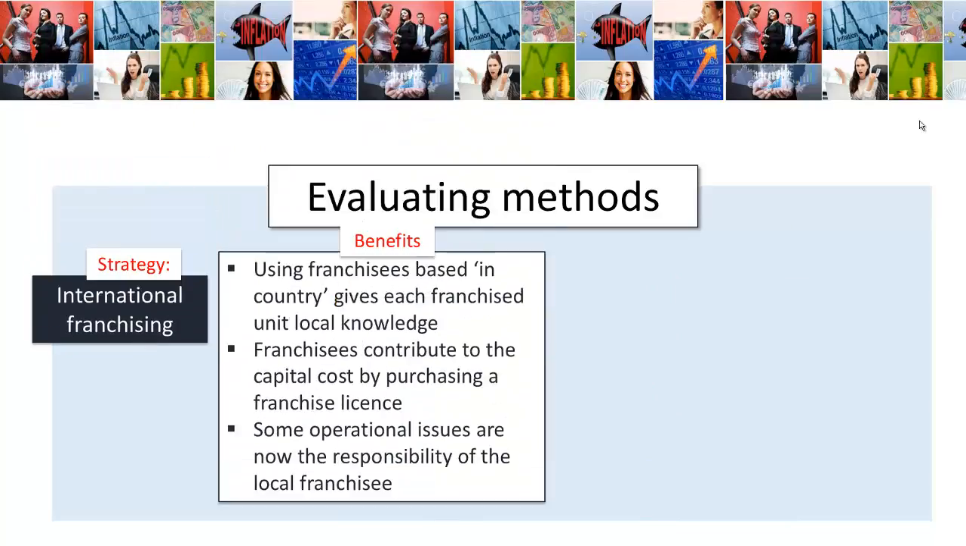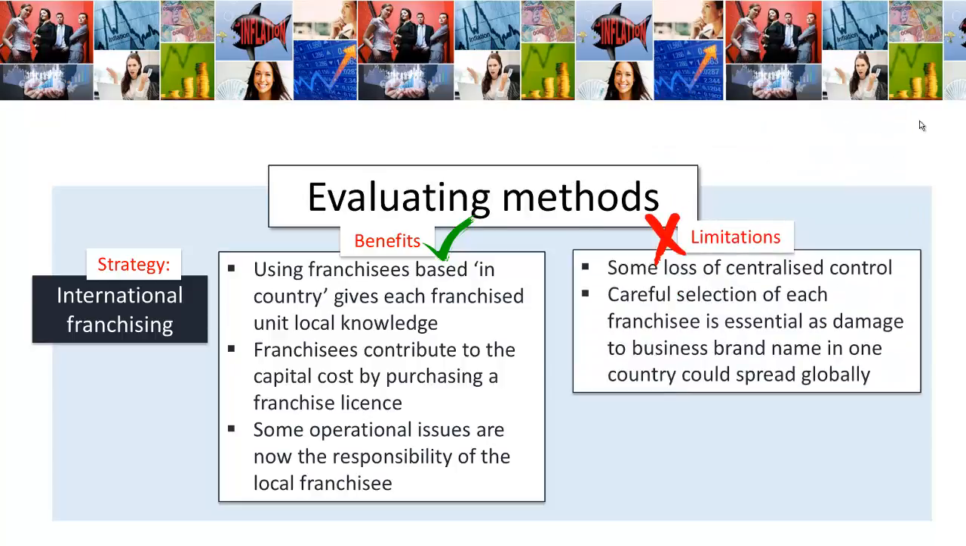International franchising. Benefits here. Usually the franchises are based in the country, which gives each franchise unit local knowledge, which can be invaluable. Franchisees contribute to the capital cost by purchasing the franchise license. Some operational issues are now the responsibility of the local franchisee and not the business abroad.